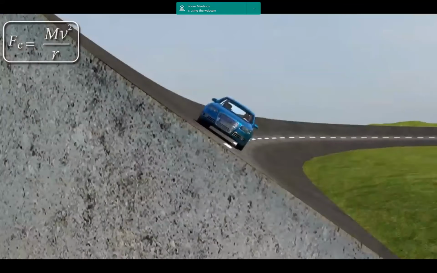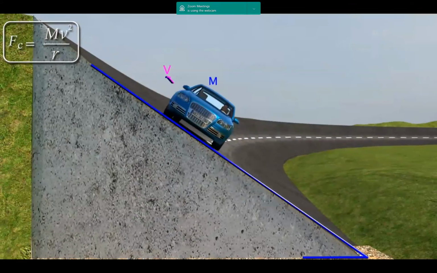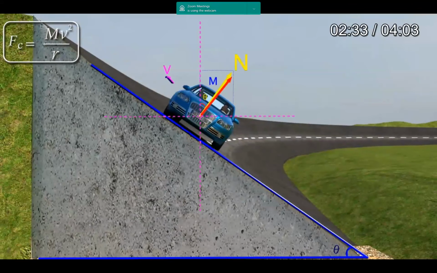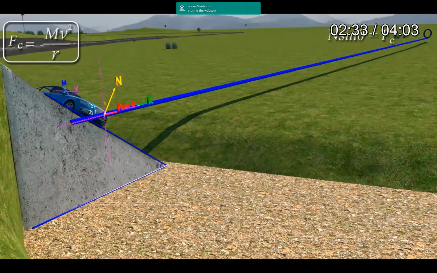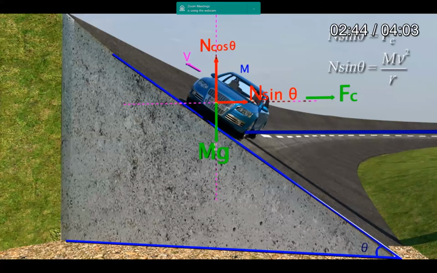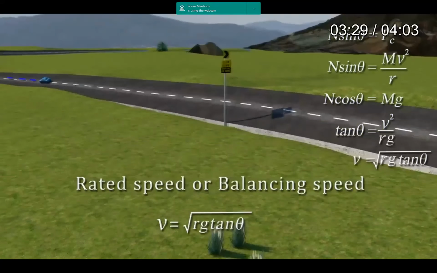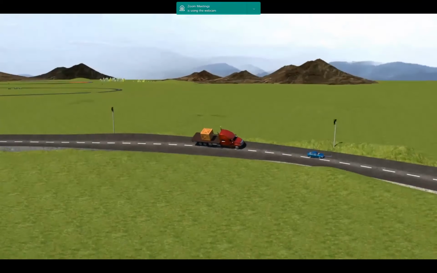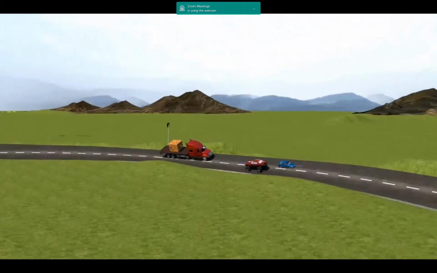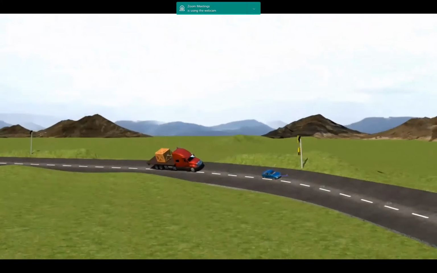Suppose the surface of the road at a turn makes an angle theta. Therefore, the radius of curvature would ensure the speed at a turn. The speed of a vehicle on a curve does not depend on the mass of the object.